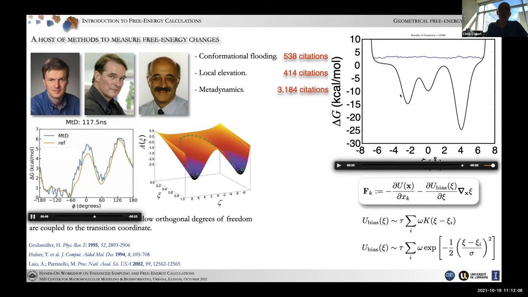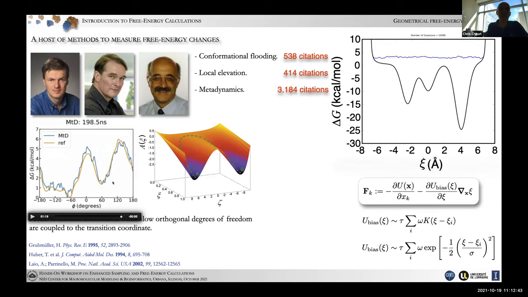whereby you start with rather large Gaussians, and as you evolve in your simulation, the Gaussians become smaller and smaller. There's actually a good paper by James Dama from the Greg Voth group showing that you do have a long time convergence behavior, which is not the case with plain metadynamics. With plain metadynamics, there is no long time convergence.